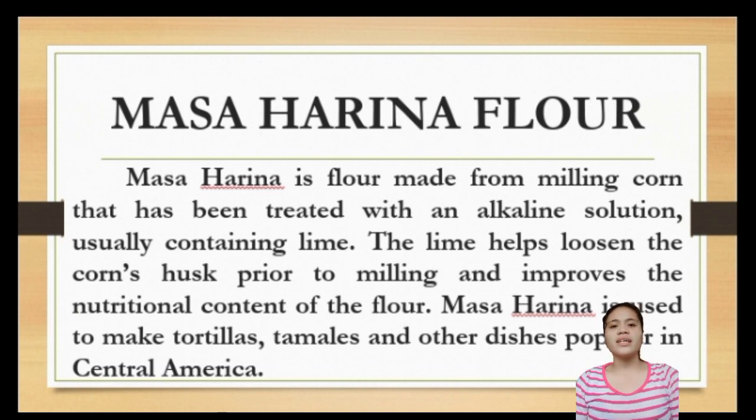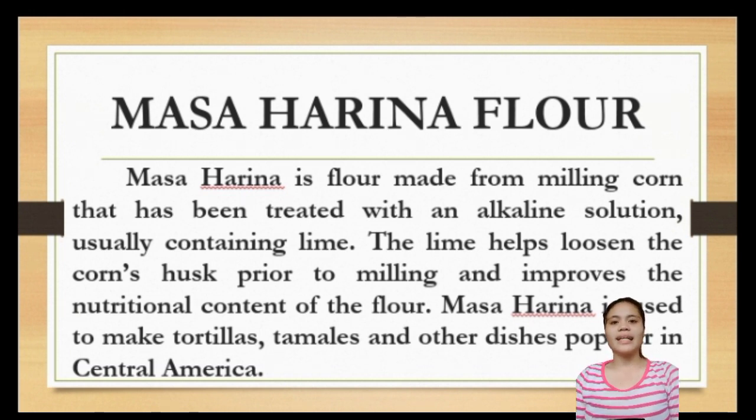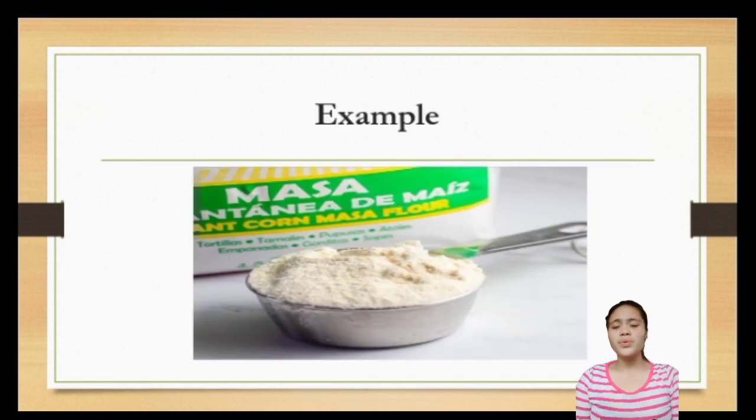Then, masa harina. Masa harina is flour made from milling corn that has been treated with an alkaline solution, usually containing lime. The lime helps loosen the corn's husk prior to milling and improves the nutritional content of the flour. Masa harina is usually used to make tortillas, tamales, and other dishes popular in Central America.